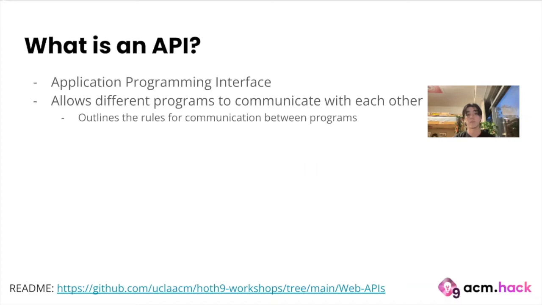First things first, what is an API? API stands for Application Programming Interface. That might sound a little intimidating, but basically an API is something that allows different programs to communicate with each other. Let's say we're writing one program and we want to use a different program that someone else wrote. APIs can help us communicate with that other program to help involve it in our own project. Specifically, APIs outline the rules for communication between programs. These rules can vary from API to API, but usually they're standardized, and we will also be talking about that soon.